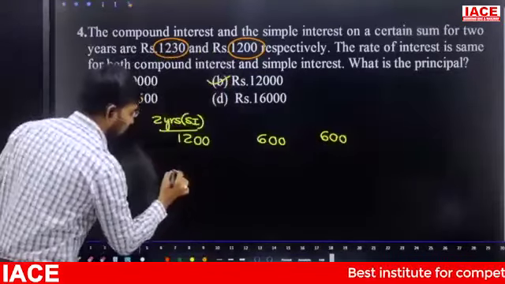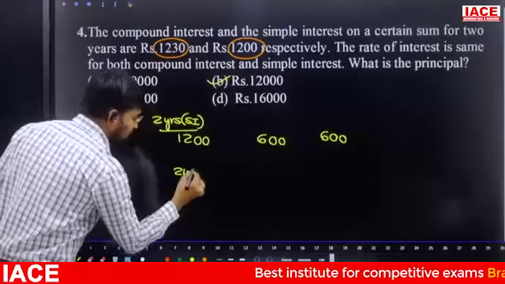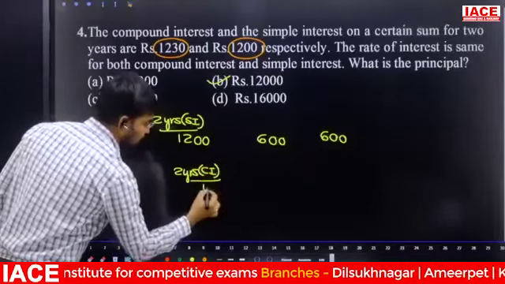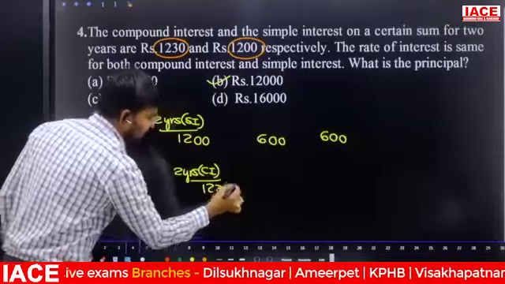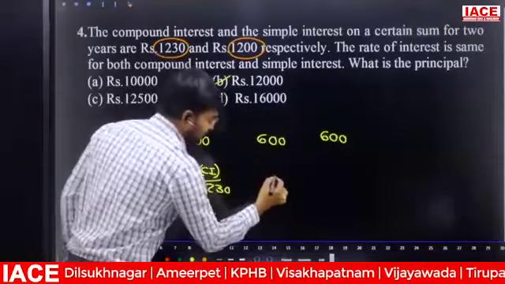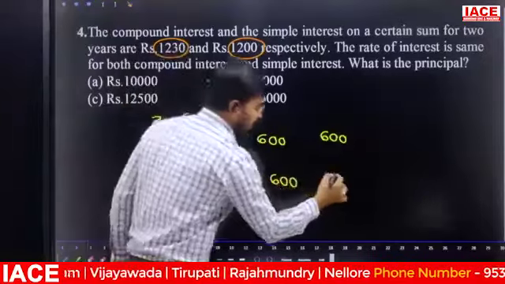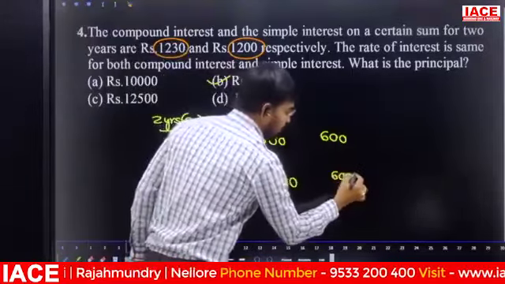Two years compound interest is 1230. In the first year, CI and SI are both the same: 600, 600. So the second year CI is nothing but the first year CI plus 30.